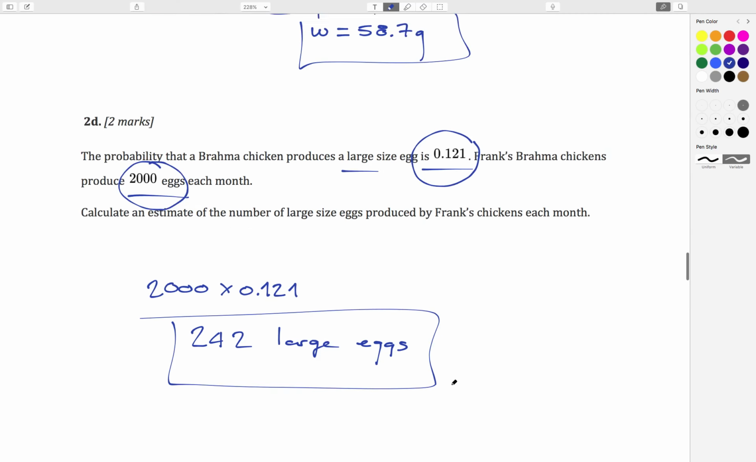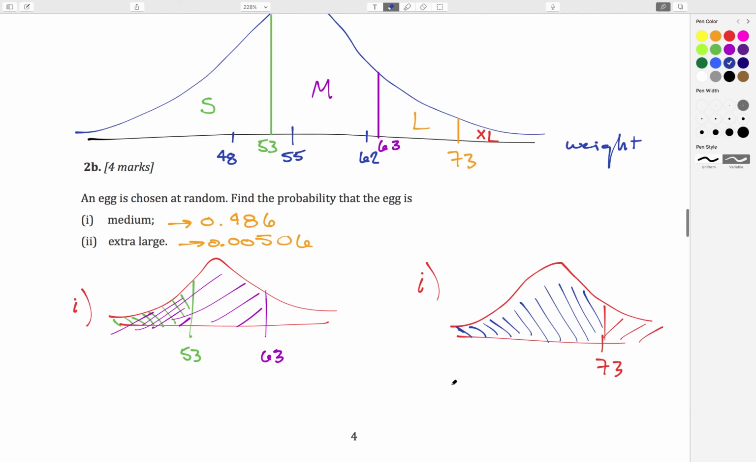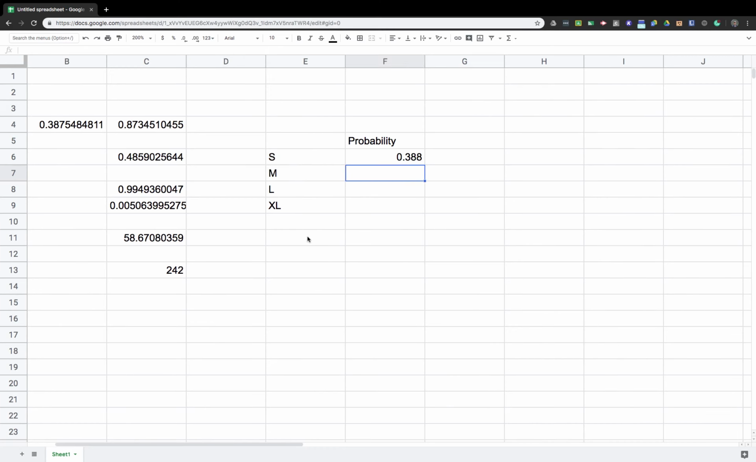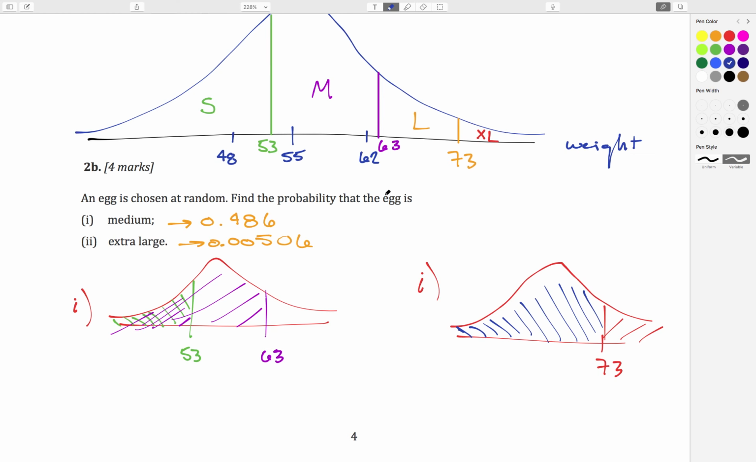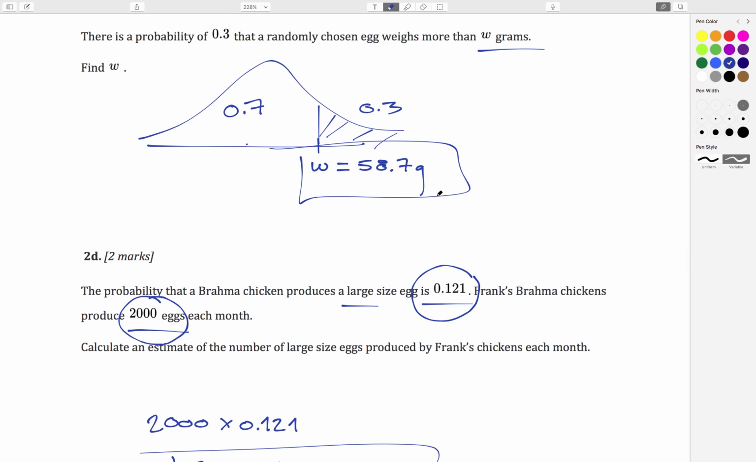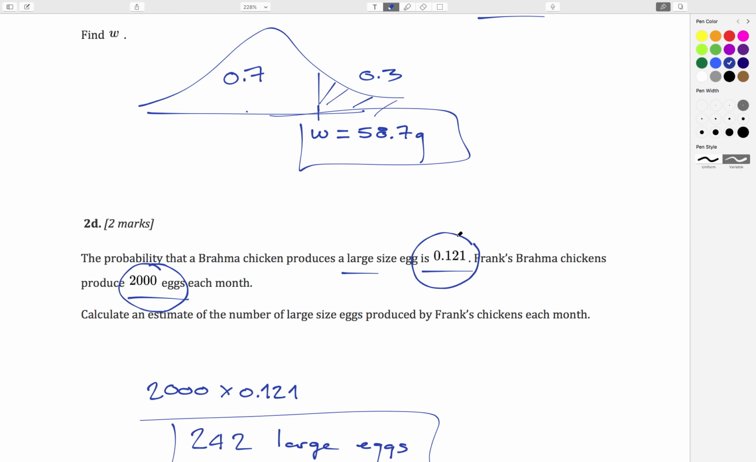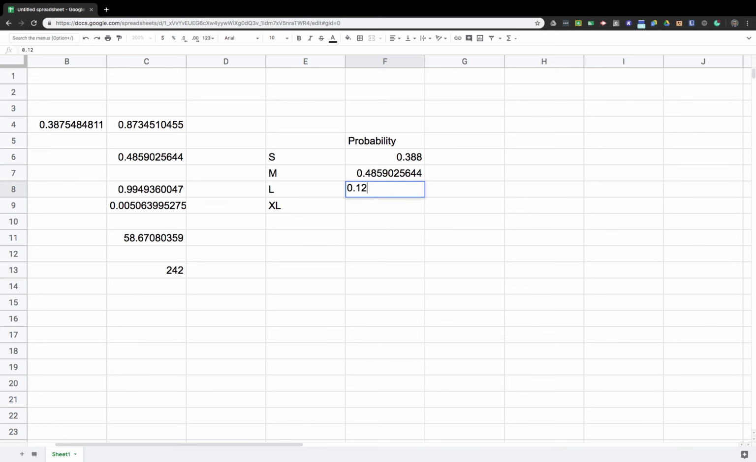Probability of getting a medium egg, I have it here. It's the 486, which is still written down here. This was my probability of a medium egg, so I'm going to use all those decimals here. Probability of getting a large egg, well, I have the probability of a large egg down here. It's 0.121. And an extra large egg, I have it here. It's this calculation I had from earlier.